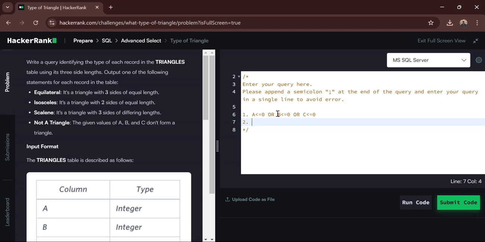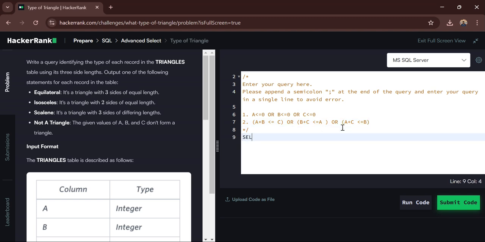Second case is, if you remember, the sum of two sides should be greater than the third side. Otherwise, the sum is less than or equal to the third side. We have to write this for all three sides, like b plus c should be less than or equal to a, or a plus c should be less than or equal to b. So if the above two conditions are not followed, then that is not a type of triangle.